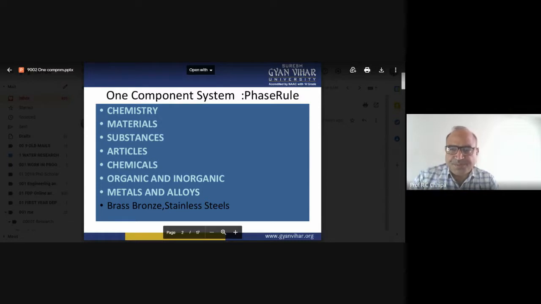Now, in case of chemicals, we further have two types: organic compounds and inorganic compounds. Whatever different phases are available, we have to see the organic compounds. So, what are those organic compounds? Anyone?